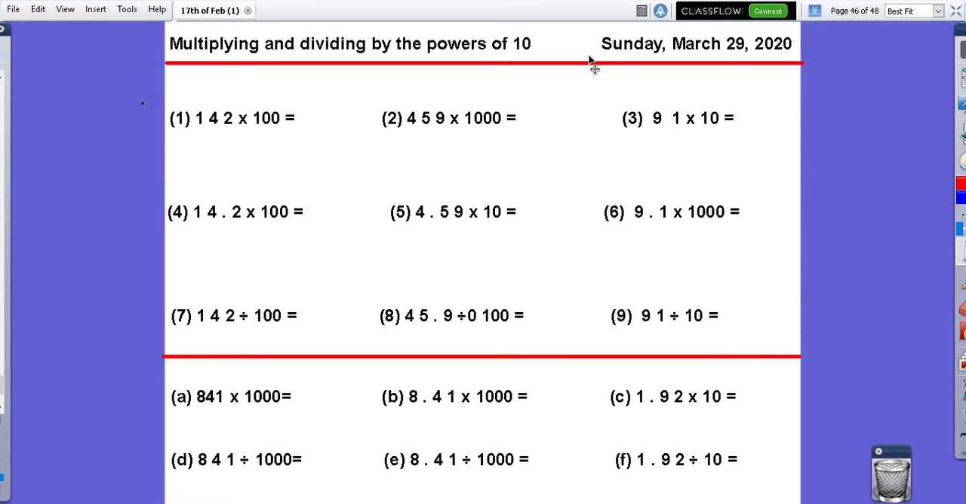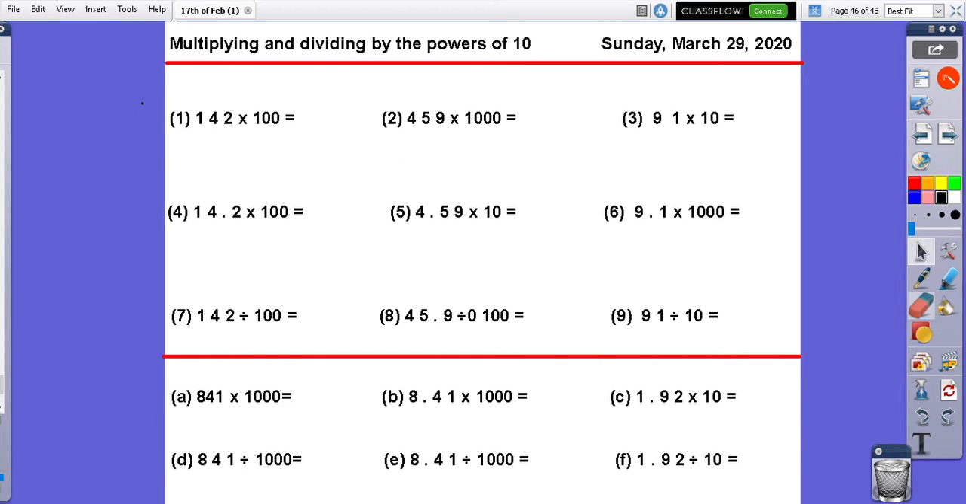Hello everyone, in this video I'm going to remind you of how we can multiply or divide whole numbers or decimals by the powers of 10. The powers of 10 are 10, 100, 1000, and so on. So here, for example, in the first question, I have a whole number. I need to multiply it by 100, which is here 142 multiplied by 100.